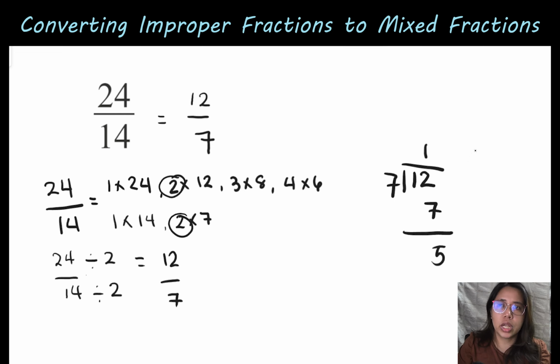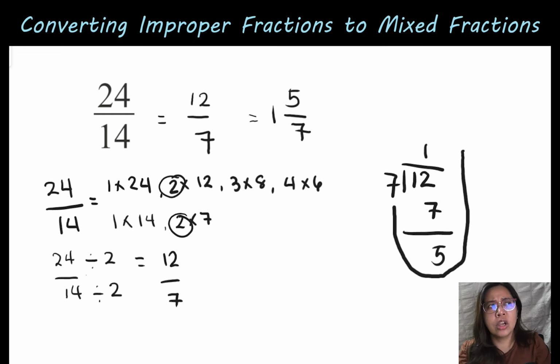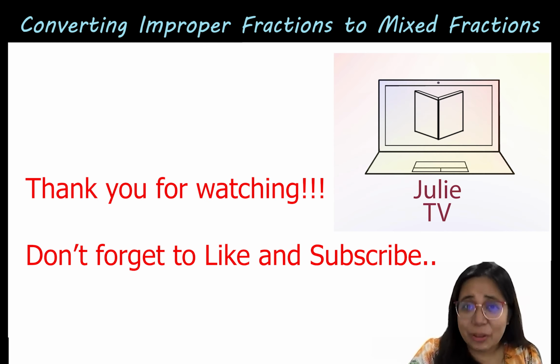Okay, so, ito yung ating whole number. And then, this is our numerator and ang ating denominator. So, we have 1 and then 5 over 7. So, 24 over 14 is 1, 5 over 7. So, ang dali lang, di ba?